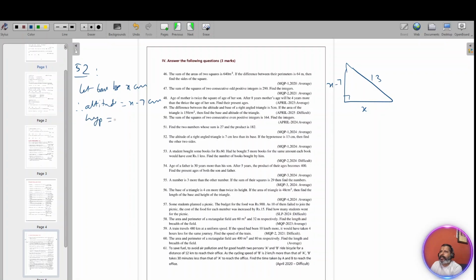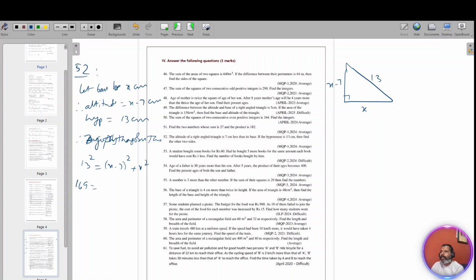Their given hypotenuse is equal to what? 13 centimeter. Therefore, according to Pythagoras theorem, what we get is 13 square is equal to x minus 7 whole square plus x square. Simple. 13 square is 169. So 169 is equal to x minus 7 whole square plus x square. You apply a minus b whole square, add x square and simplify. Take 169 to the right side. You get a quadratic equation.